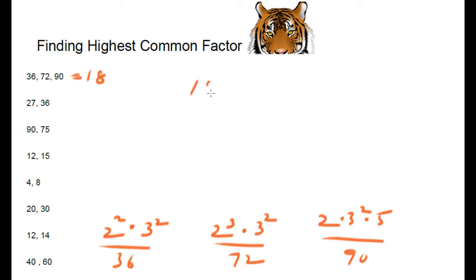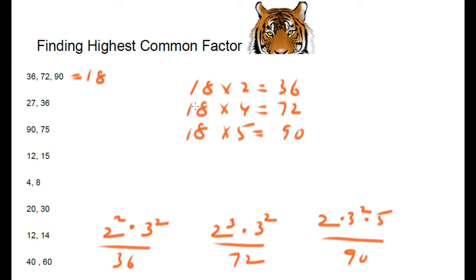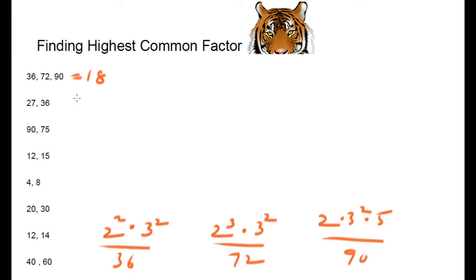So 18 times 2 is 36, 18 times 4 is 72, and 18 times 5 is 90. As you can see, 18 is a factor of all three numbers, and it is the highest common factor of these three numbers, and that's how you can find the highest common factor of two or more numbers.